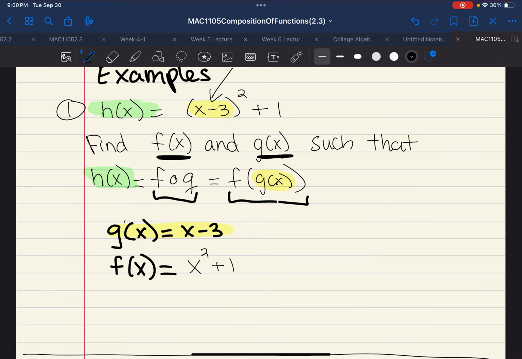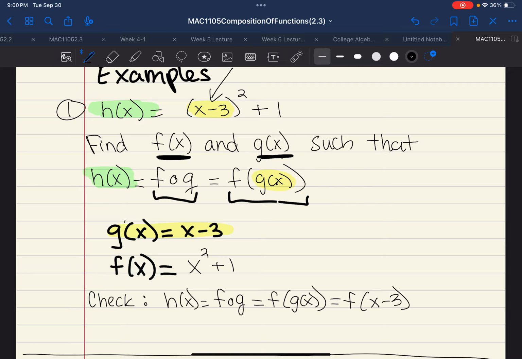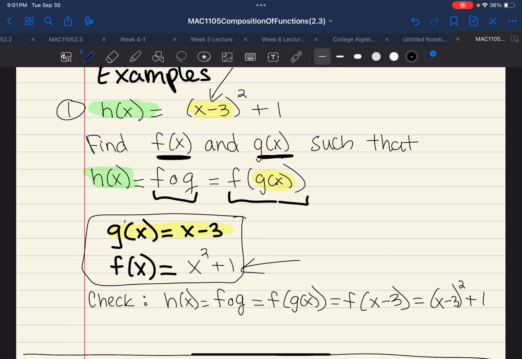And then let me just check to see if I did it right. So h of x is supposed to equal f of g, which is f of g of x. And I just chose g of x to be x minus 3. And if I plug that into what I said f of x was, that would be x minus 3 all squared plus 1. And that is what h of x was. So I did it right, and this would be my final answer.